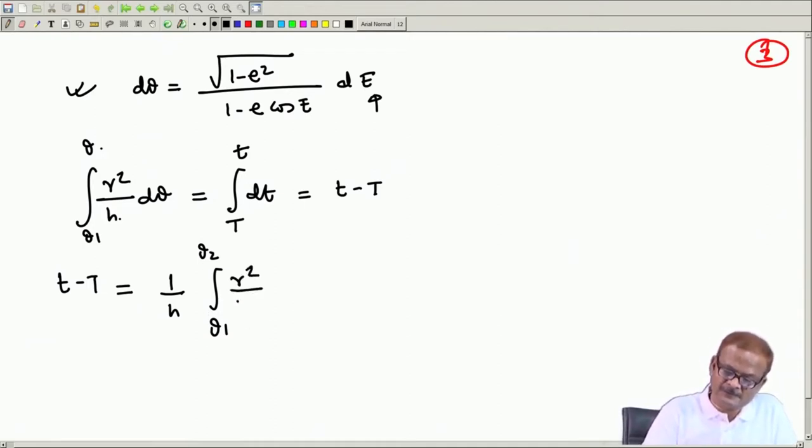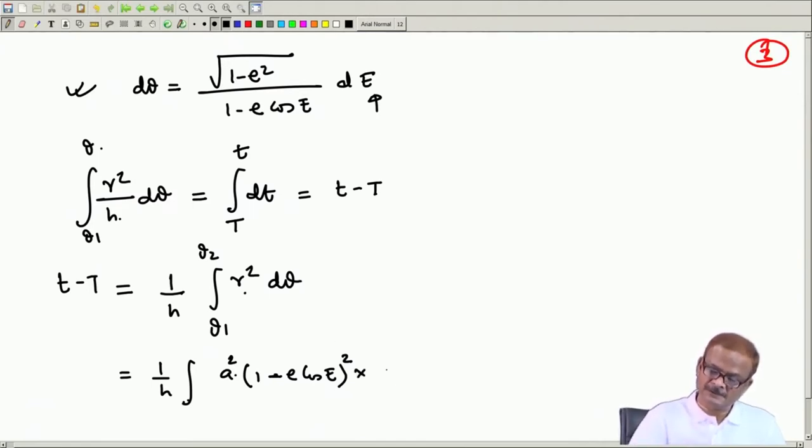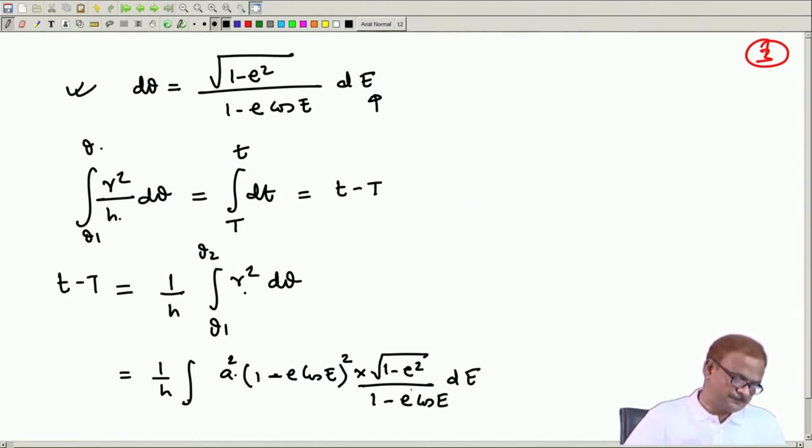So, we have here r square d theta. And going back and looking for this r value, this r equation we have got as r equal to a times 1 minus e cos e, this was the equation we got. So, this gets in the square format, and then d theta from this place is 1 minus e square under root divided by 1 minus e cos e. h I have already taken outside.